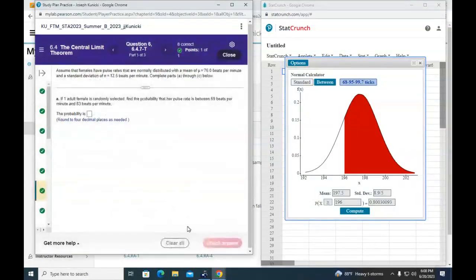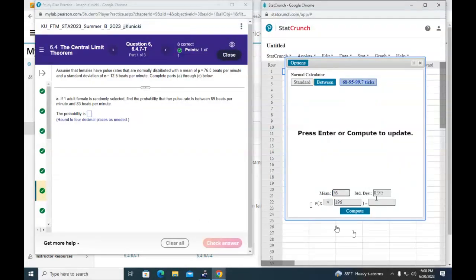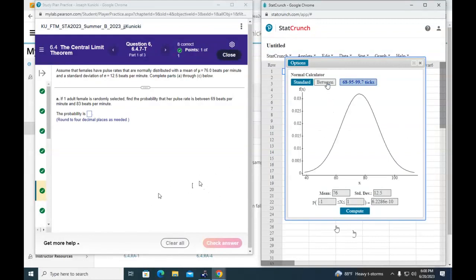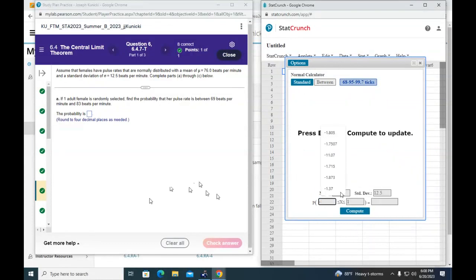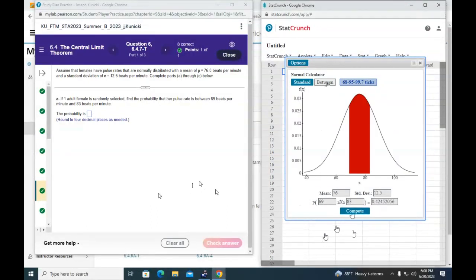All right? And 7. Assume that female pulse rates are normally distributed with a mean of 76 and a standard deviation of 12.5. If one adult female is randomly selected, find the probability that her heart rate is between 69 and 83. So between 69 and 83. So 0.4245.